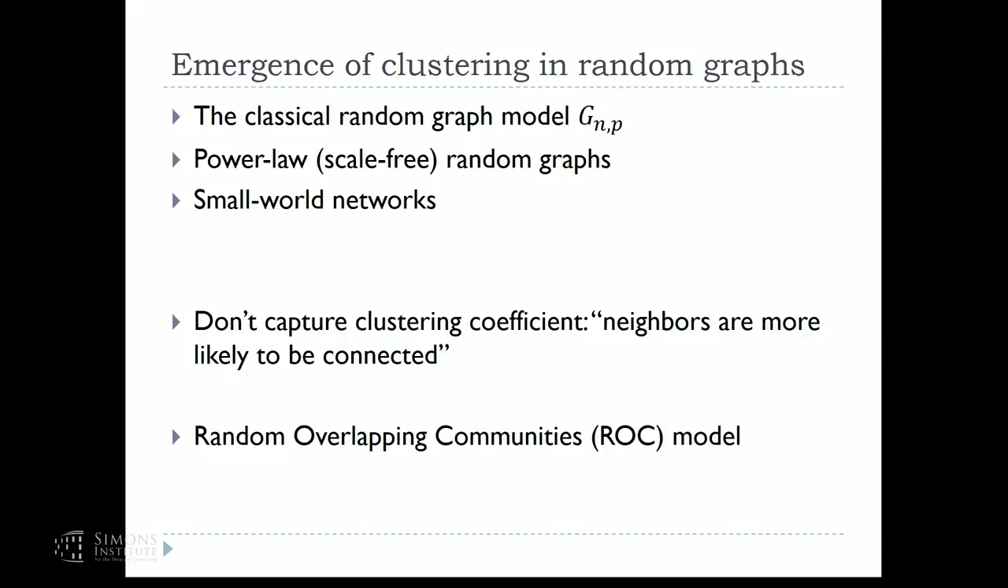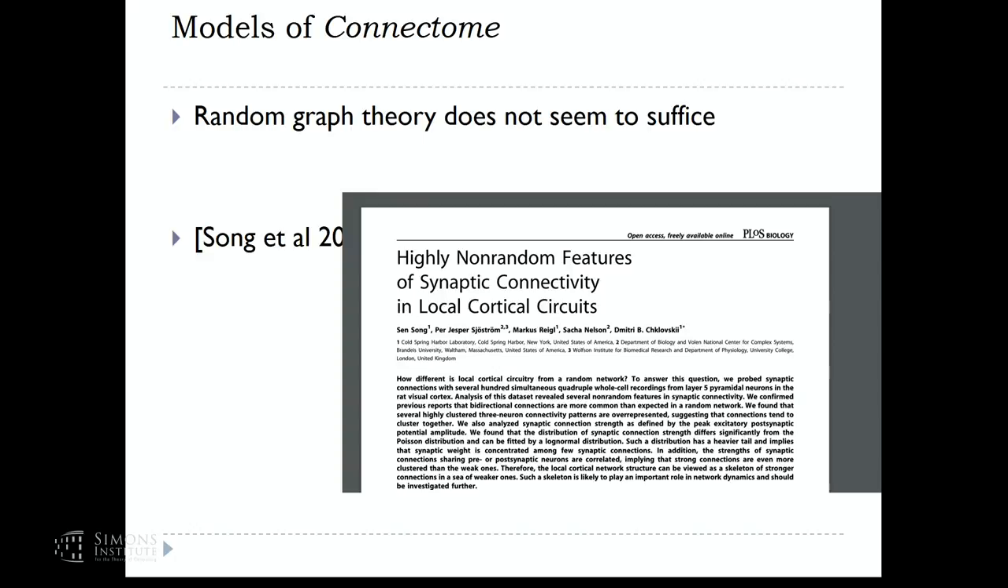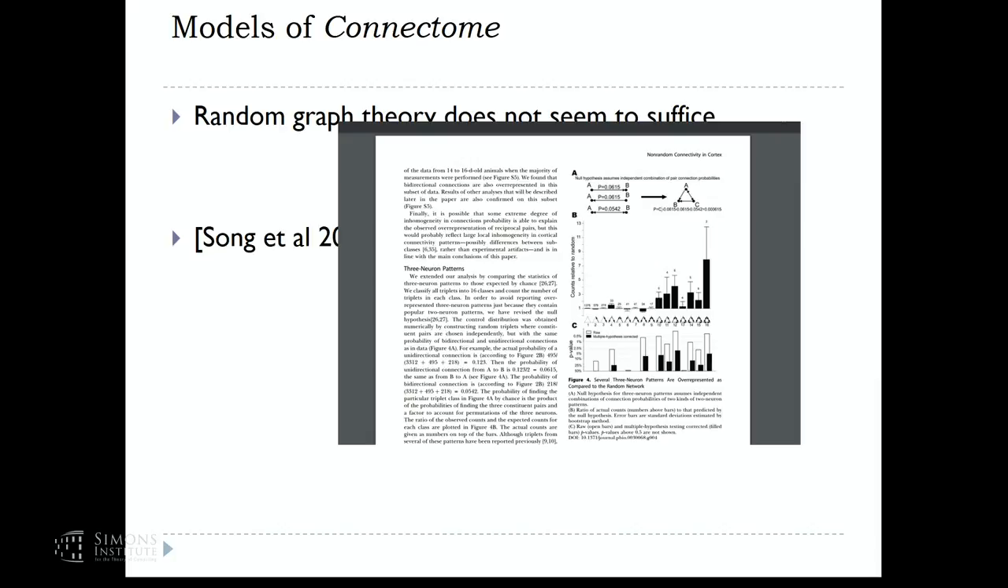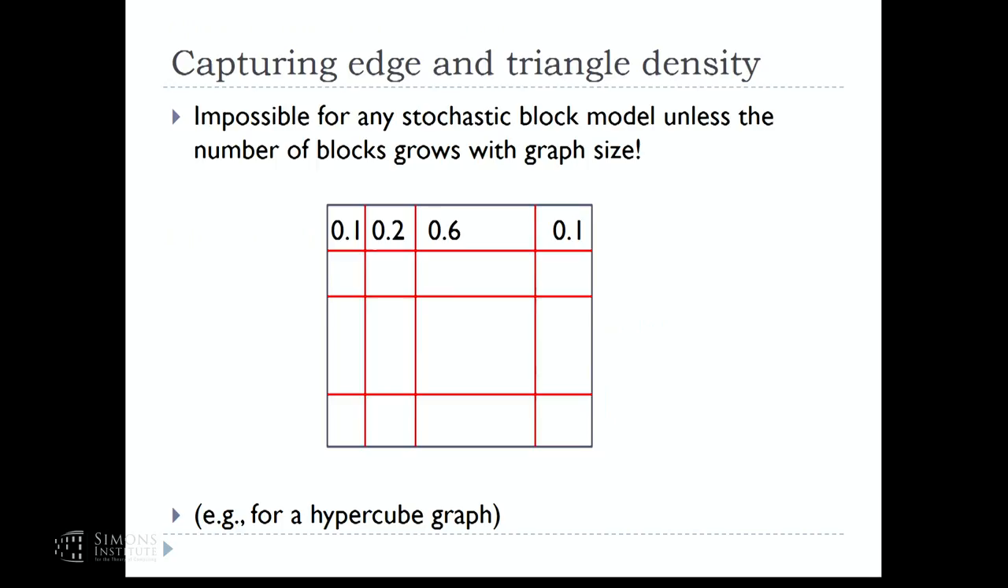But before that, this is relevant to neuroscience. Christos mentioned this paper, you know, this is about highly non-random features in the connectivity. And so they find that things like reverse connections and triangles of various types are much more likely than you would get in a random graph, random directed graph. So we need these models.